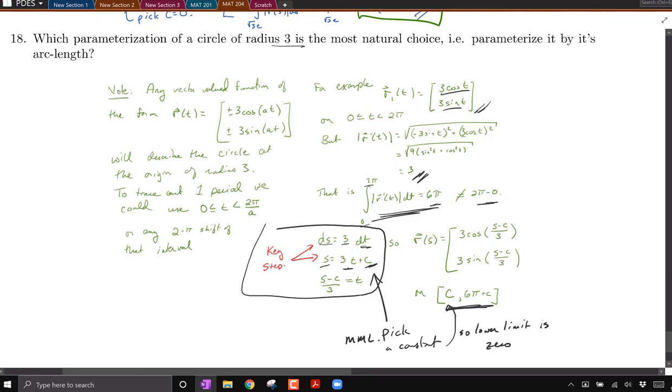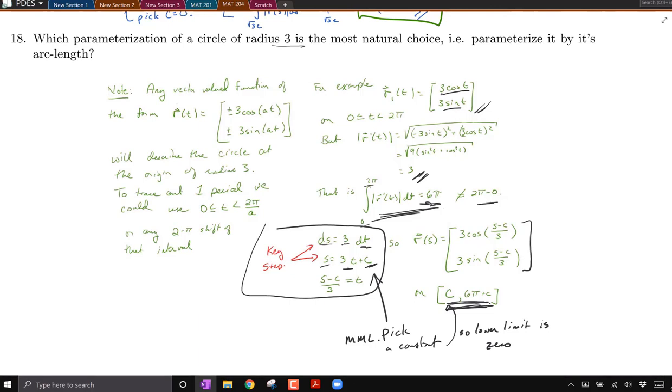So what I'm saying here is that any parameterization of this form will work for an interval from c to 6 pi plus c. Or if you like, just plug in a 0 for c, because that's, I think, the most natural choice here. So you'd go from 0 to 6 pi. Notice that the length of the time interval is now equal to the arc length. So if pi seconds have passed, you've gone a distance of pi along this curve. Or if 2 seconds have passed, you've gone a distance of 2 along this curve.